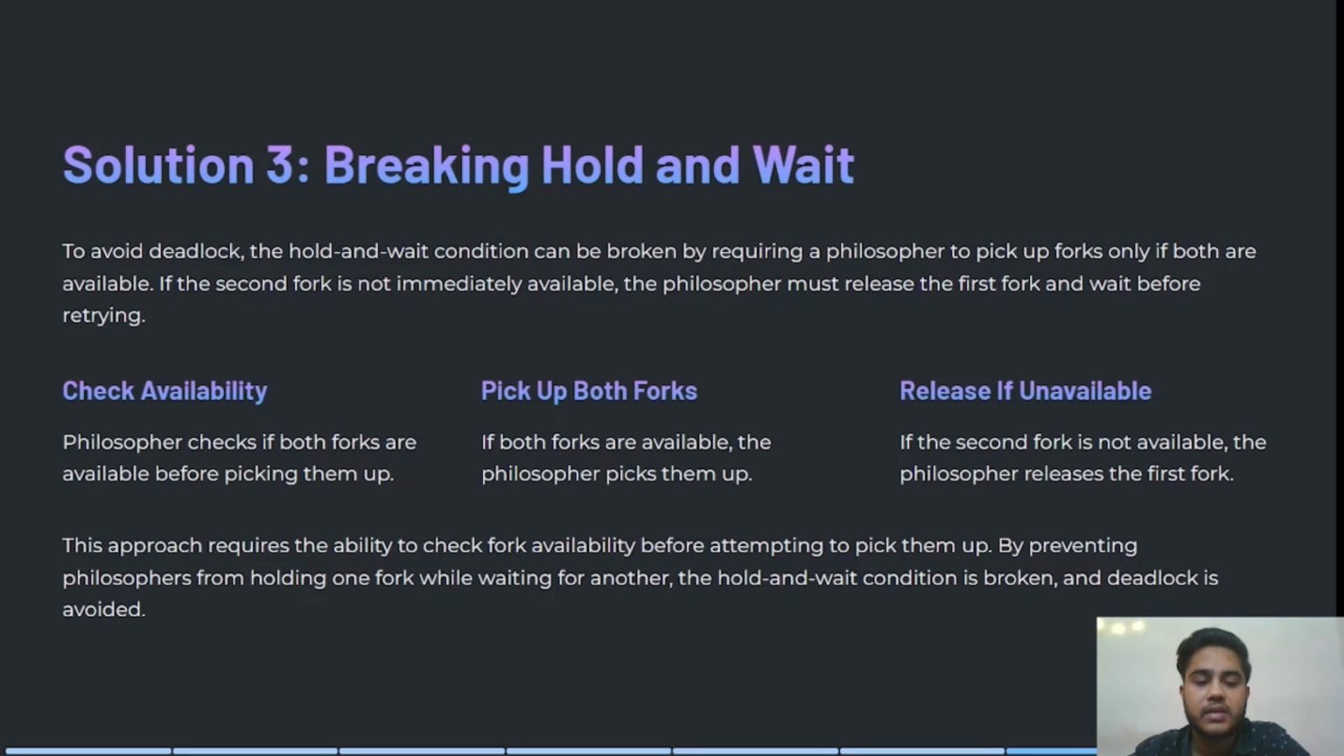This approach requires the ability to check fork availability before attempting to pick them up. By preventing philosophers from holding one fork while waiting for another, the hold and wait condition is broken and deadlock is avoided.